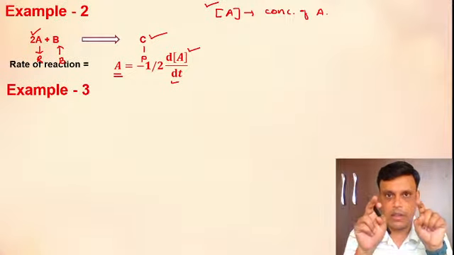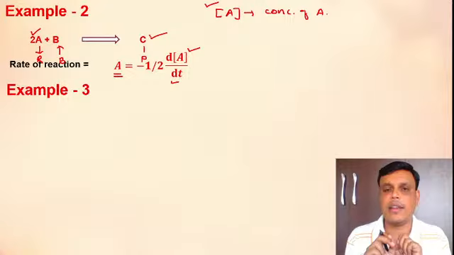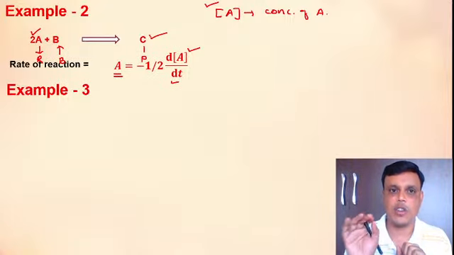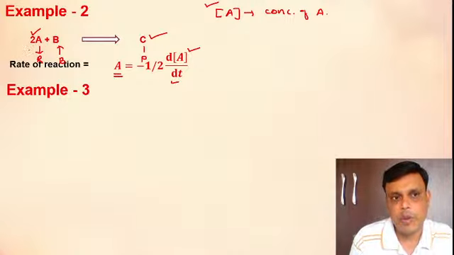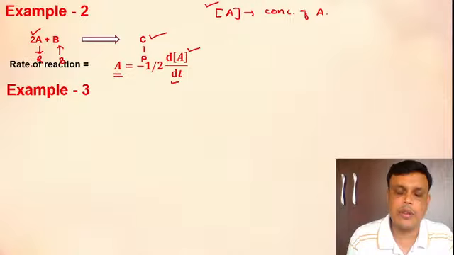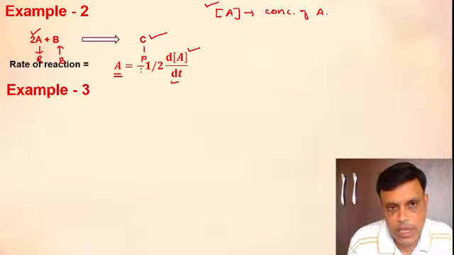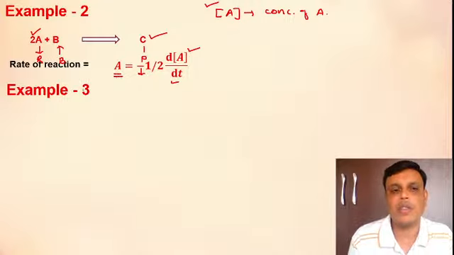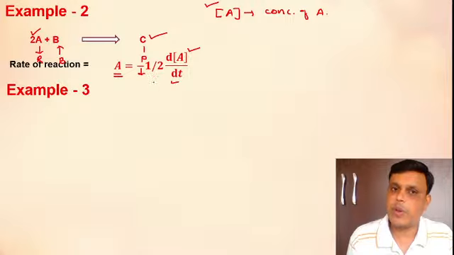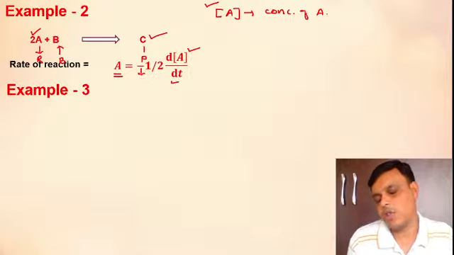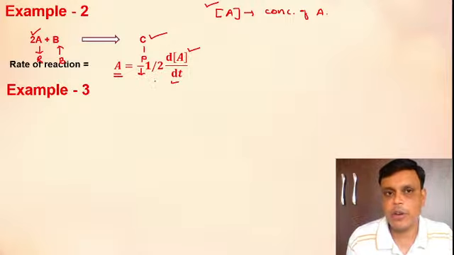If A is in square bracket, how will you read this? Concentration of A. So please remember, the stoichiometric coefficient of the reactant you have to always write in the denominator side. Why is the negative sign there? Because the concentration of A decreases, that's why the negative sign is there. And the stoichiometric coefficient you have to always write in the denominator side.